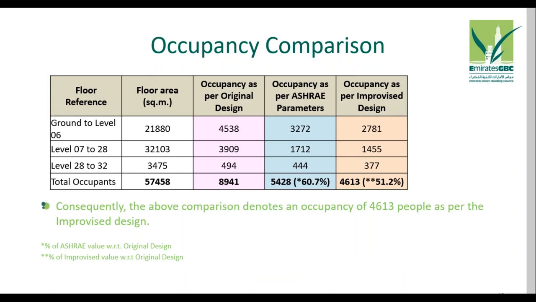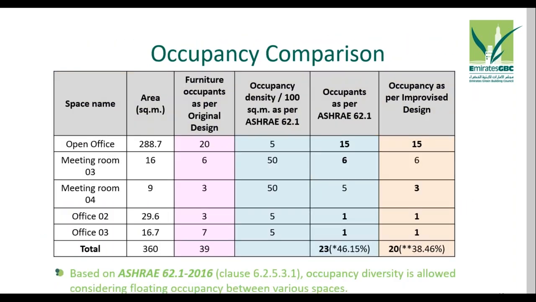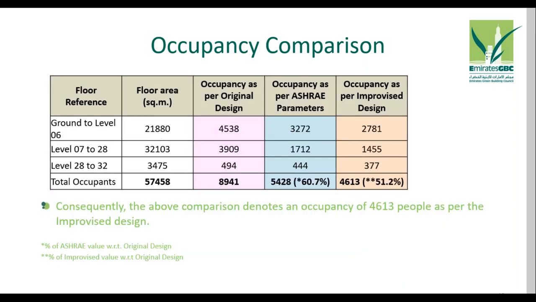I have mentioned the clause. ASHRAE Standard 62.1, clause 6.2.5.3.1 allows the diversity. Based on that, we have applied this diversity in the first aspect. And time averaging, which is 6.2.6.2, talks about the time averaging. These have direct impacts on the occupancy loads and the fresh air. How is that? We'll take it further.